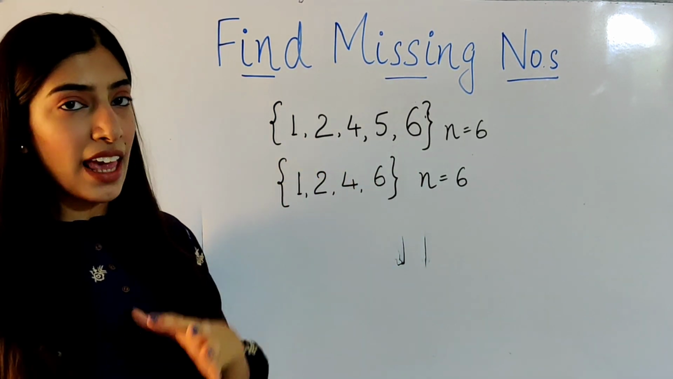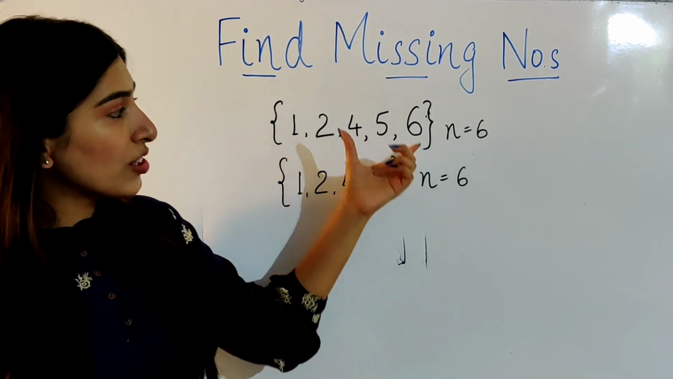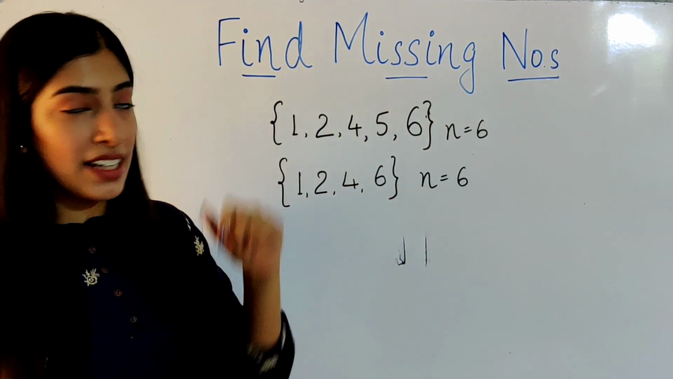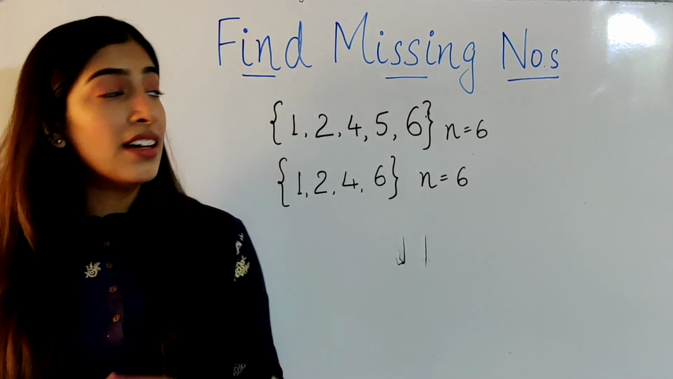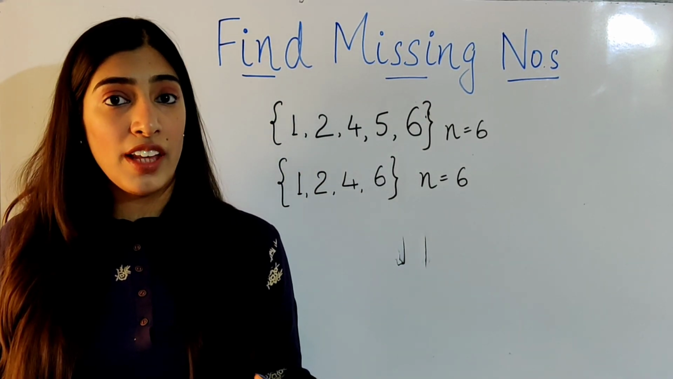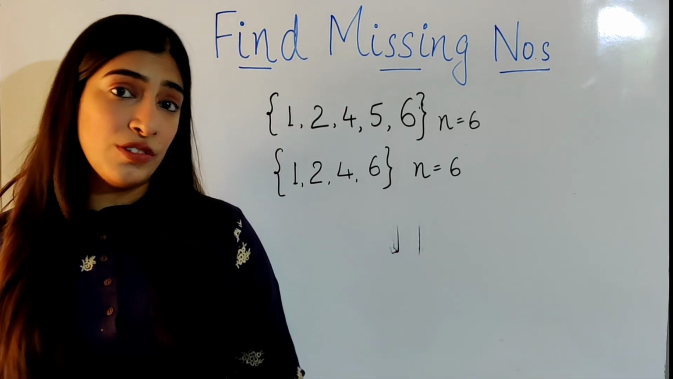In both the cases, n is 6. In the first one, as you can see, the numbers are ranging from 1 to 6, but the number 3 is missing. In the second one, the numbers 3 and 5 are missing. Like this, you can have any value of n, and we have to find out the missing numbers. Let's get started with the brute force solution.